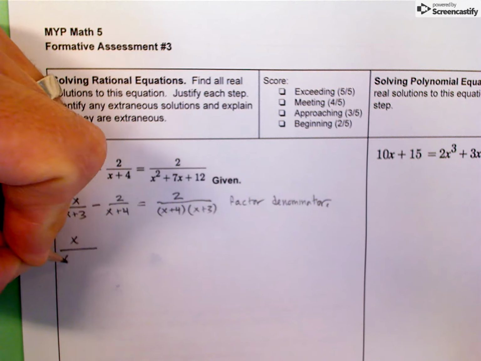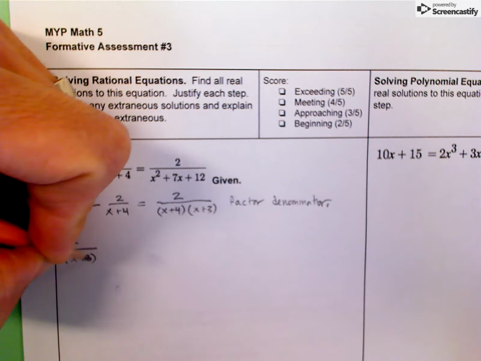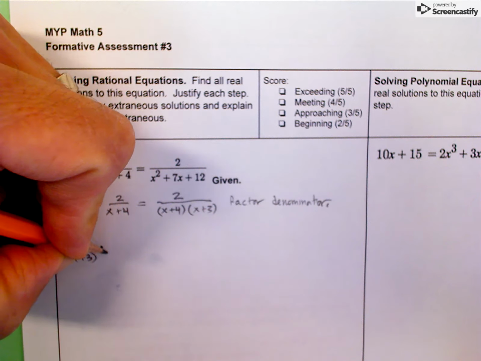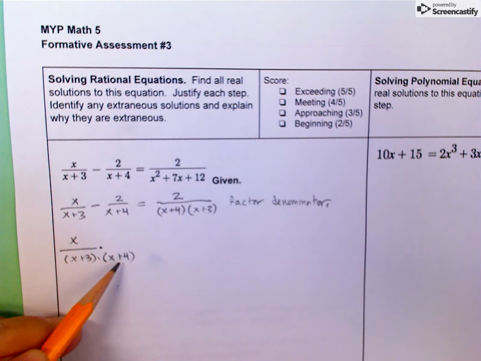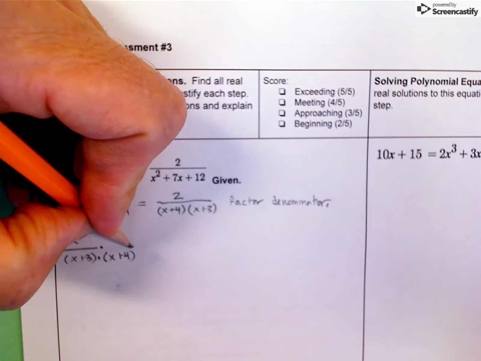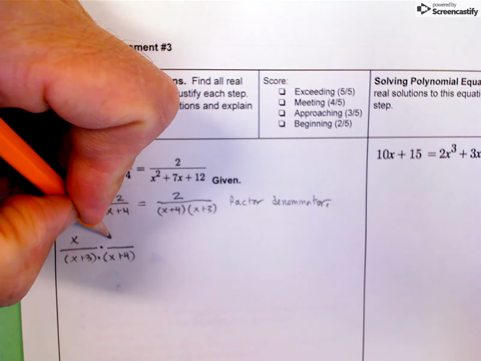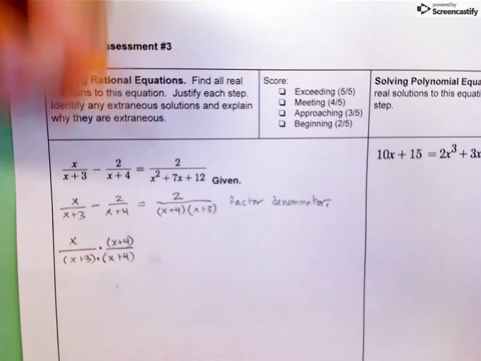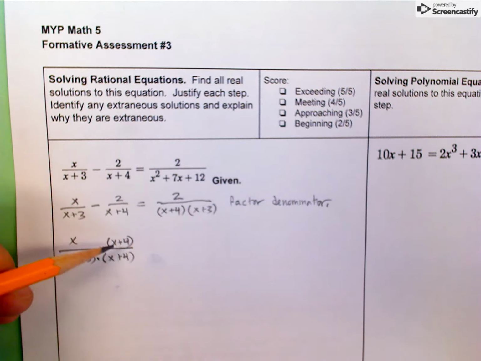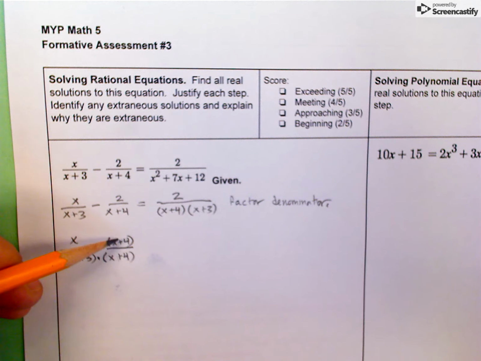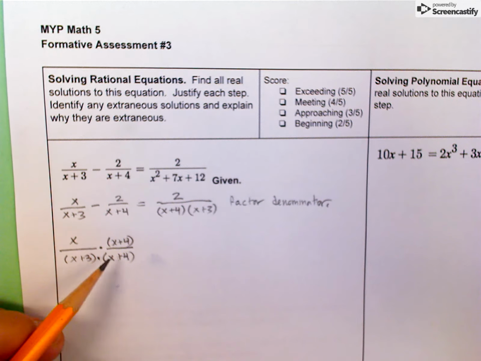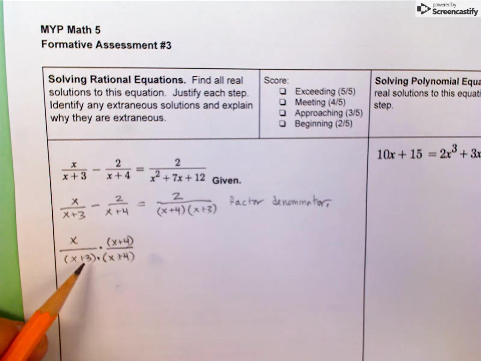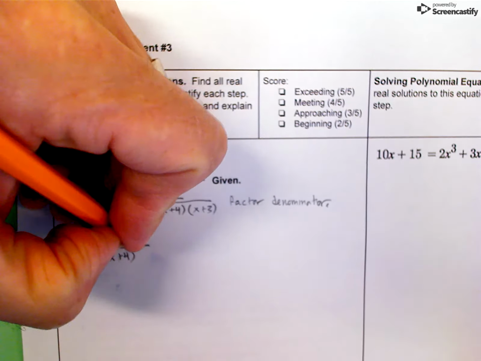Now, I can take this first rational expression, and if I want to multiply the bottom by the missing factor, x plus 4, then I also have to multiply the numerator by that same factor. There we go. I'm really just multiplying by 1, these two factors. Really, we could cancel them out if we were simplifying this, but I'm actually multiplying it out so that I have a common denominator.